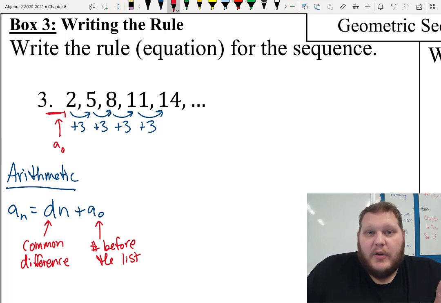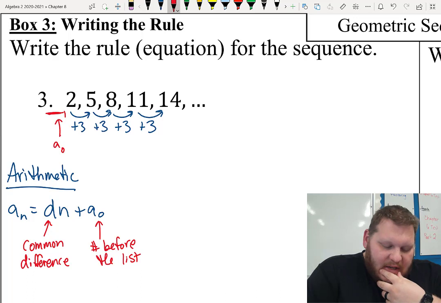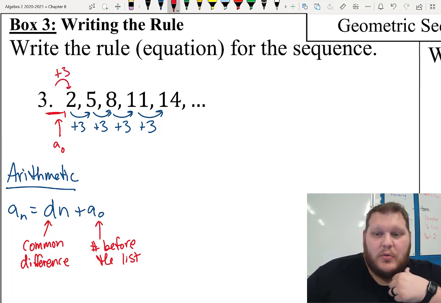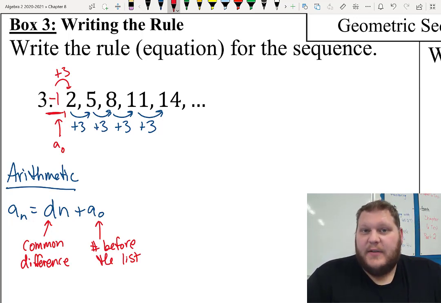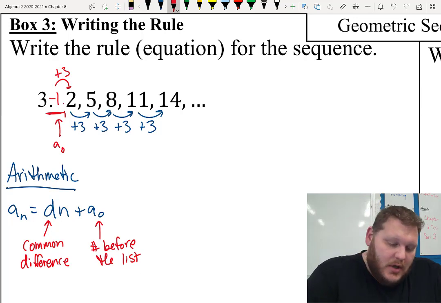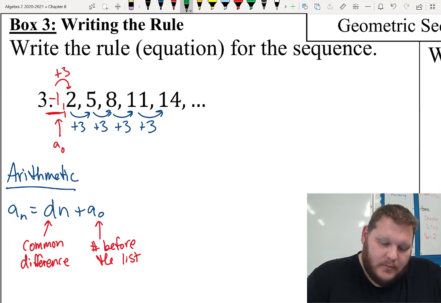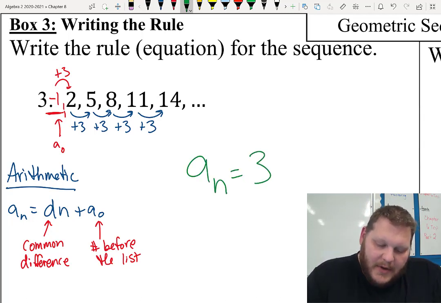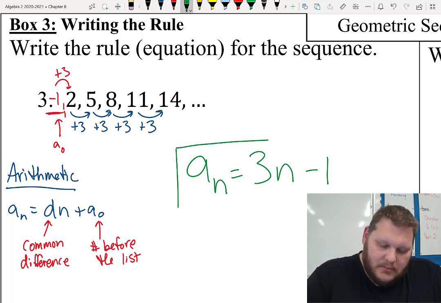So really all I'm looking for is what that unknown thing is that would have to come before my list. So if I was taking something and I had to add 3 to it to get positive 2, well, that something would have to be negative 1. Right? Negative 1 plus 3 is positive 2. So that tells me my a sub 0 value is negative 1. So if I put those two things together, a sub n equals 3n plus negative 1. My common difference was 3, and then negative 1 was my a sub 0 value. So that's my equation.